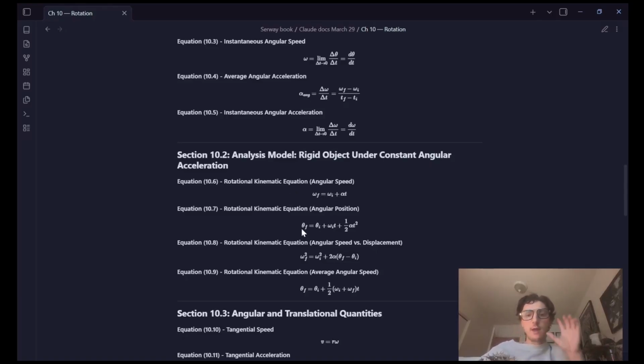Same thing here. You have a final theta. Where does the disk start? Theta initial. Where does the disk end? Its initial angular velocity, its acceleration over some amount of time. Same thing as the linear equation.